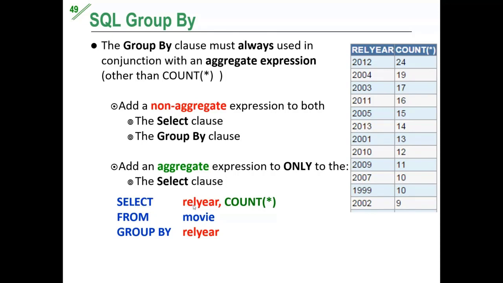So here: select release year, count. This is the first column, and this is the second column. It's counting the number of rows from the movie table. Then I say group by the release year. So what happens? The count is grouped according to release year. You must place this clause if you have non-aggregate and aggregate expressions in your select statement.